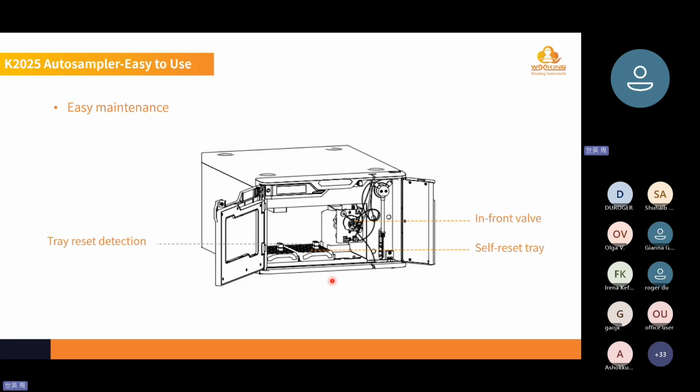The autosampler is easy to maintain because we designed the easily operational positions of the 6-way valve and the injection pump, and the valve tray can self-reset. Meanwhile, if the tray is not in place, the workstation will remind the operator to put the tray in a proper position. Then it will start analyzing.